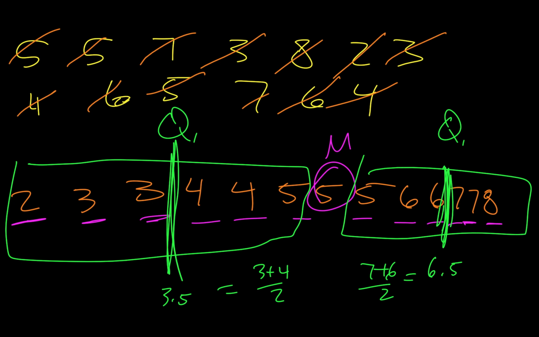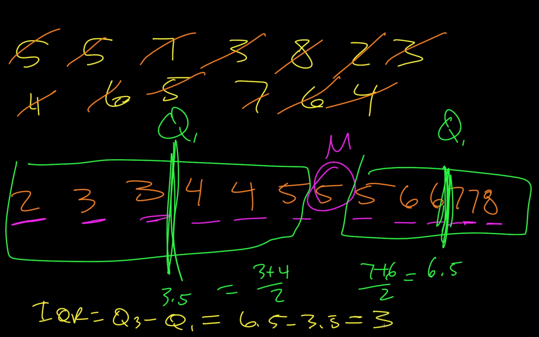And then we want to find the interquartile range. So the IQR equals Q3 minus Q1, which equals 6.5 minus 3.5, which is equal to 3.